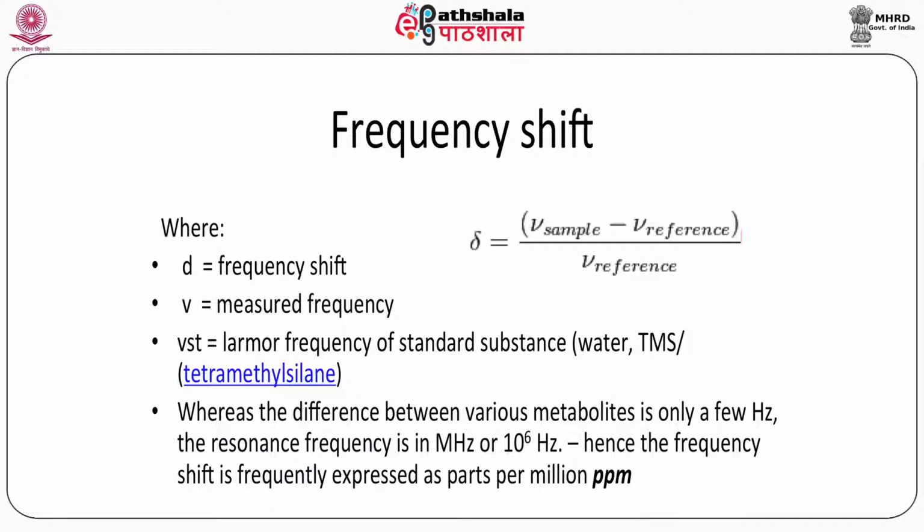Frequency shift referencing is done by comparing a measured frequency with a standard substance and expressing it in parts per million. As seen by the equation, delta is equal to the frequency of the sample minus the frequency of the reference, divided by the frequency of the reference again. So the difference of frequency divided by the frequency of the reference, where the standard substance could be water, TMS, the tetramethylsilane, or an internal standard like creatinine.